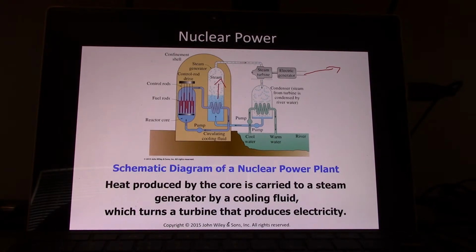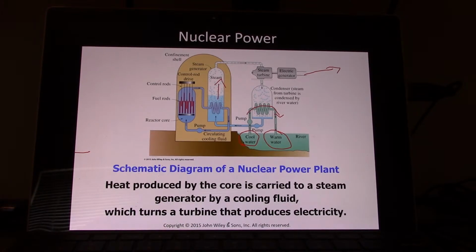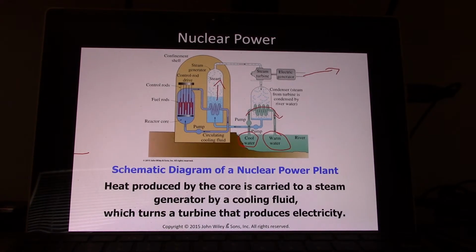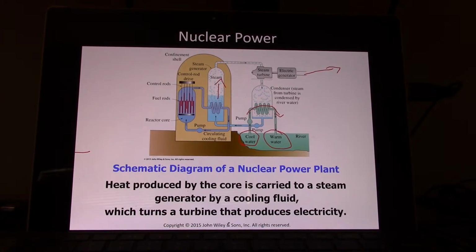And the river is now a lot warmer. So again, here you see cool water coming in. Here's the cool water coming in. It absorbs all this energy, and now you have warm water. So you have thermal pollution because now the river is 4 degrees warmer than it should have been because it's absorbed all this energy from the nuclear power plant.